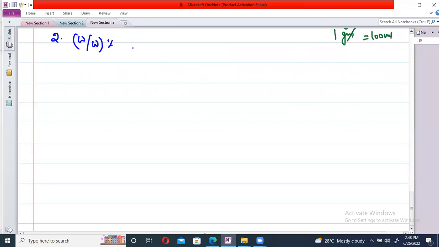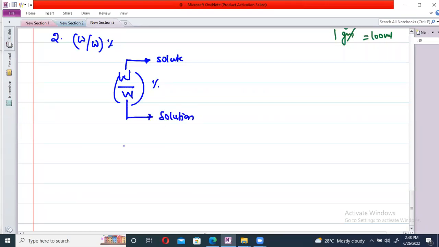W by W percentage. But listen here. In this W by W percentage, the W which is in the numerator is the solute, and the W which is in the denominator is the solution. One example I'll tell you.